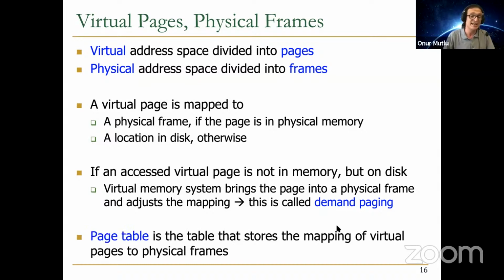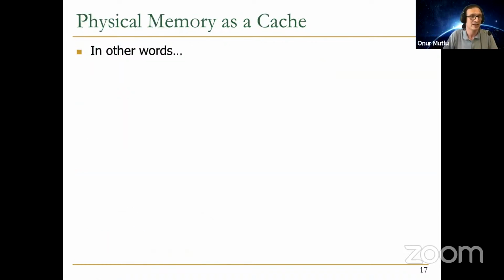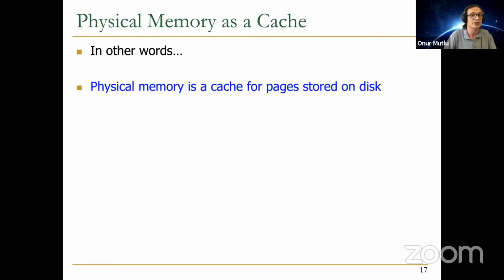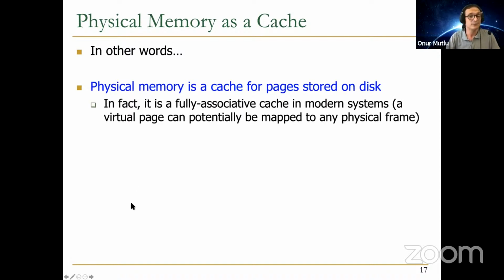And page table is the table that stores the mapping of virtual pages to physical frames. Essentially, that stores the translations between virtual pages to physical pages, let's say. So in other words, physical memory is a cache for pages stored in disk, right? In fact, it is a fully associative cache in modern systems. A virtual page can potentially be mapped to any physical frame, as we will see in a little bit.